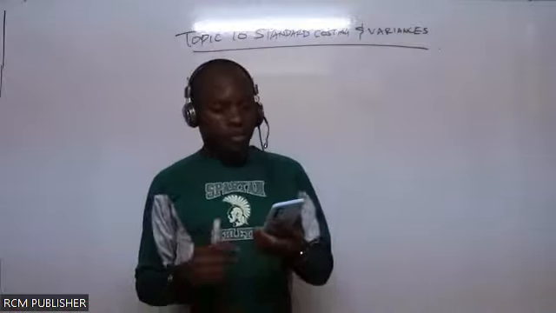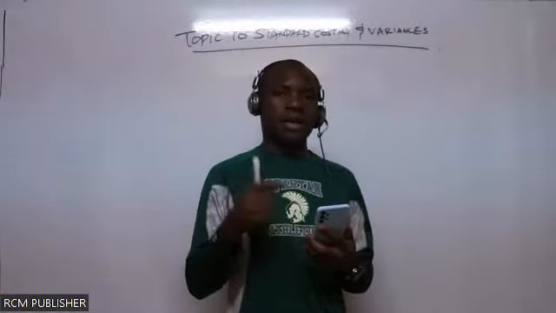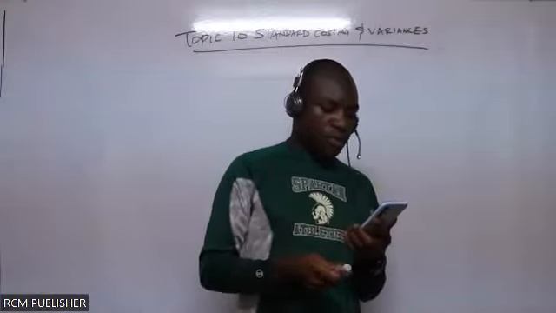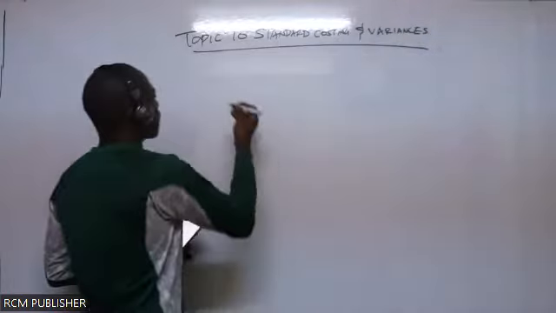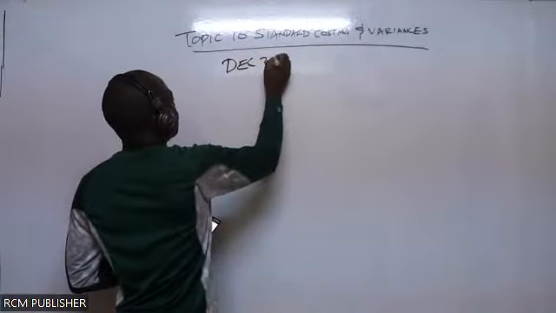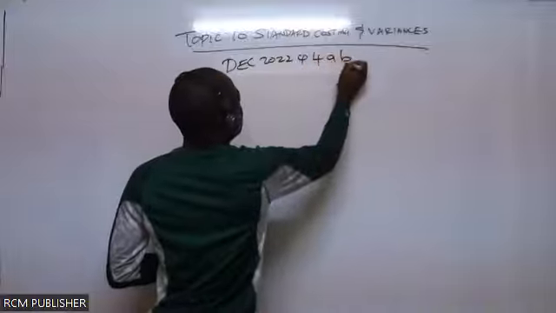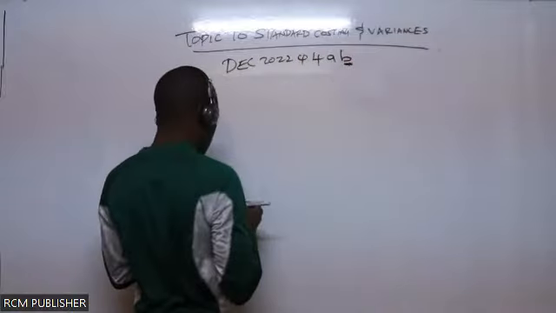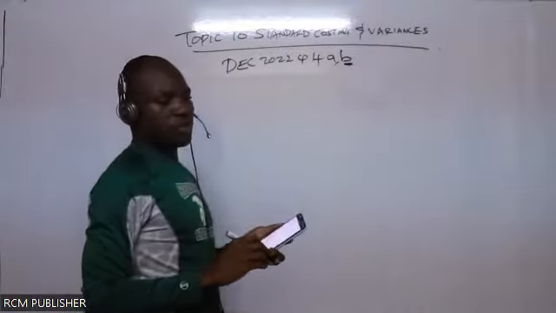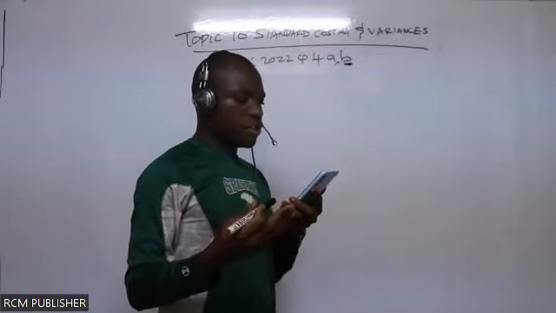Now, if you look at what was tested there in December 2022, question number 4, A and B. So December 2022, question number 4, A and B, but my interest is question number B. If you look at question number A, of course, that one you should be able to answer. The arguments in favor of marginal costing.